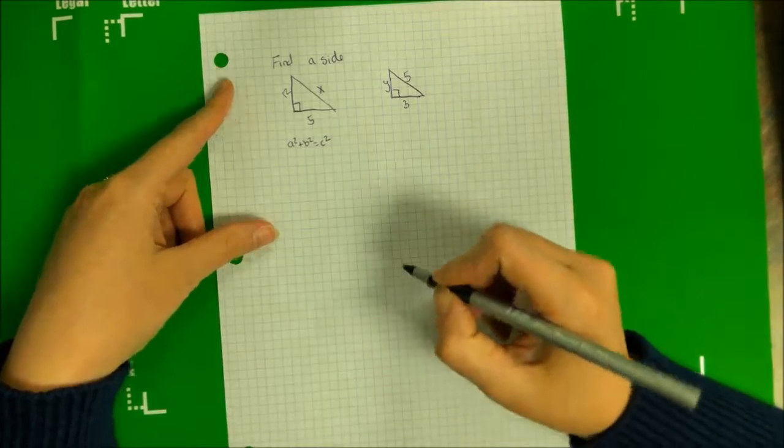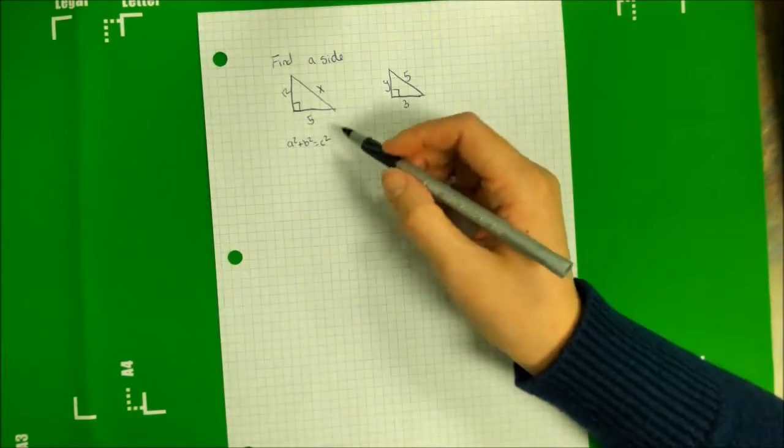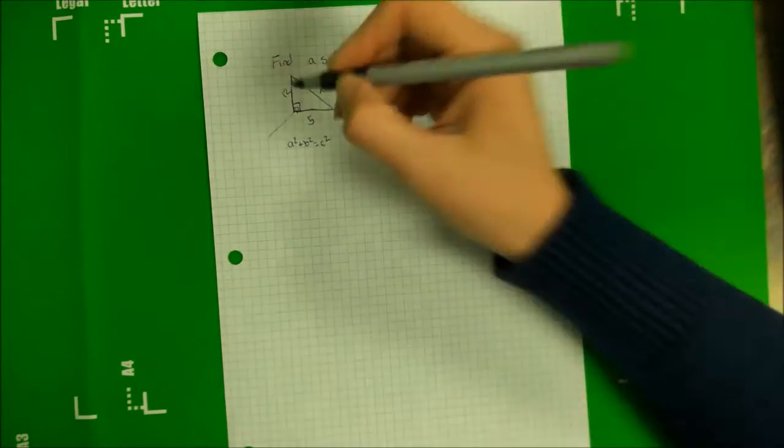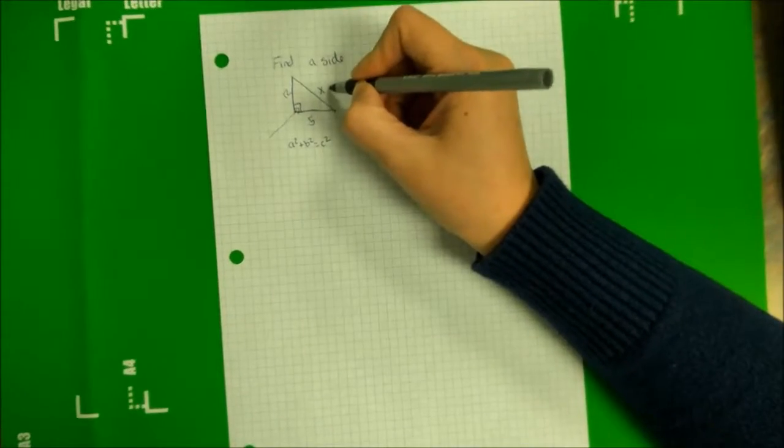I'd use the Pythagorean theorem. And the hypotenuse is always the side across from the right angle. So here's the right angle, the side across from it is x.